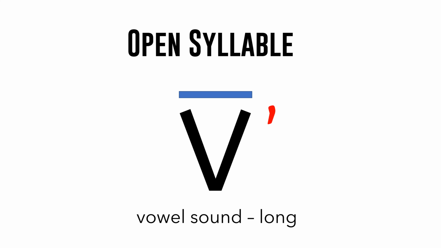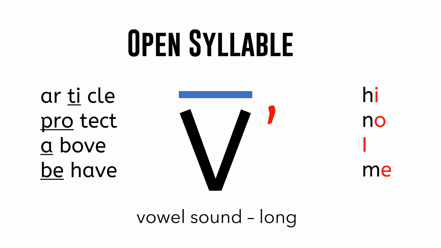When we begin teaching reading, we often teach that a vowel in an open syllable is long, and we introduce the concept with words like hi, no, I, and me. While it is certainly true that open syllables make long vowel sounds, this only occurs in syllables that are accented. Think about it for a second. Words like article, protect, above, and behave all have open syllables too. They are all open syllables because they end in one vowel. However, they don't have the long vowel sound.